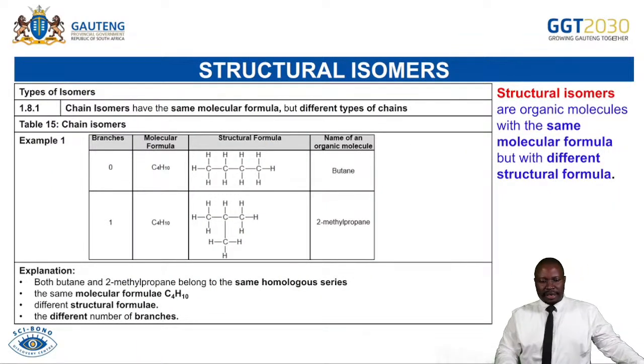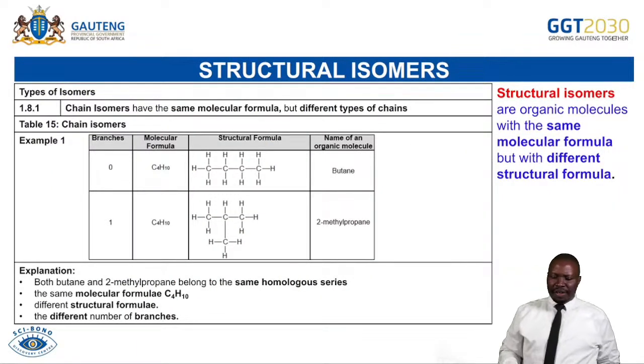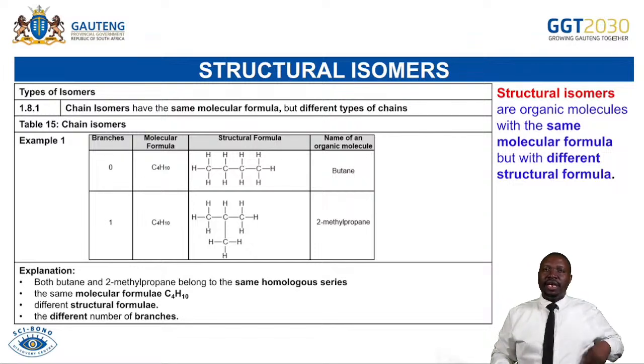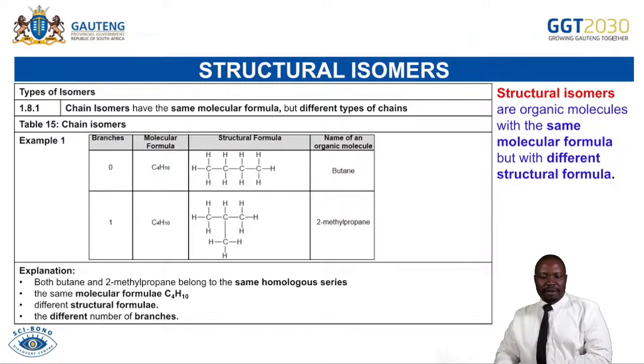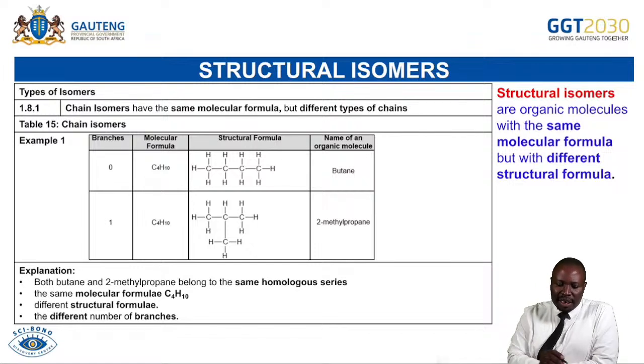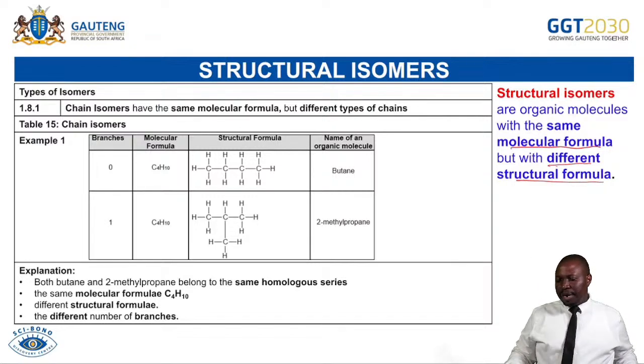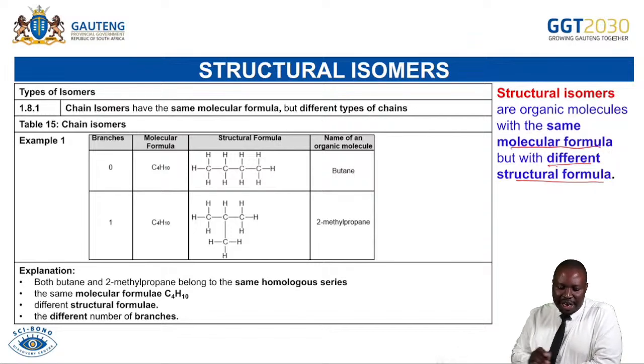Now, the issue of the isomers that we're supposed to talk about. We have structural isomers. In terms of structural isomers, we're saying these are organic molecules with the same molecular formula but different structural formula. So they have different structural formula, but the molecular formula is the same. Now, we're given here chain isomers.